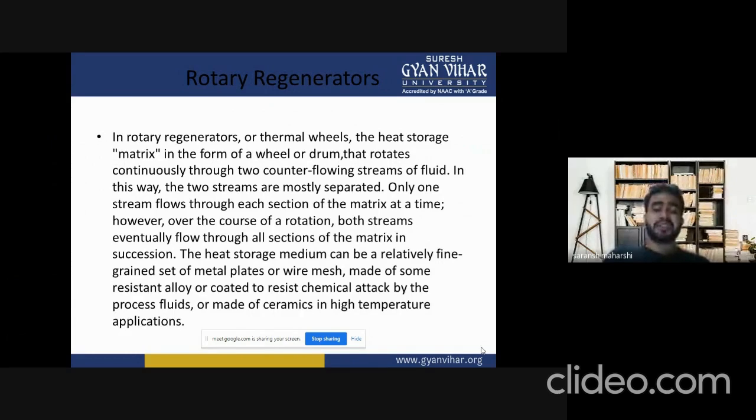The heat storage medium can be a relatively fine-grained set of metal plates or wire mesh, made of some resistant alloy or coated to resist chemical attack by the processed fluids, or made of ceramics in high temperature applications.